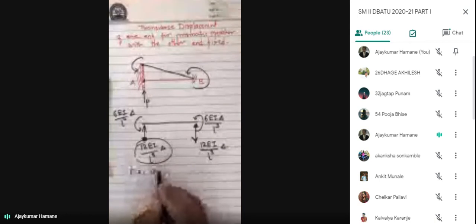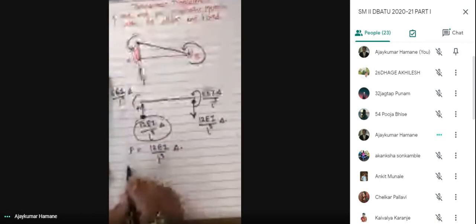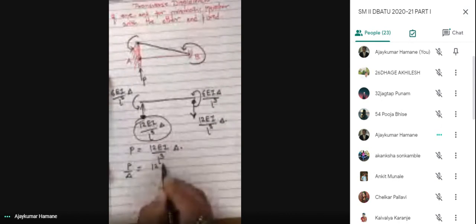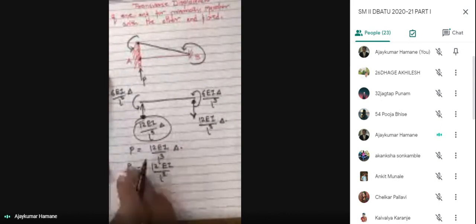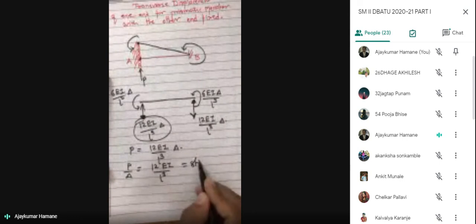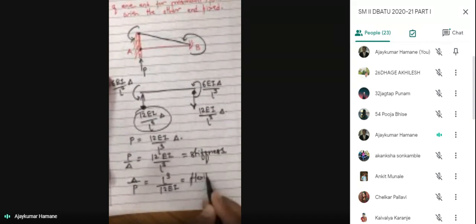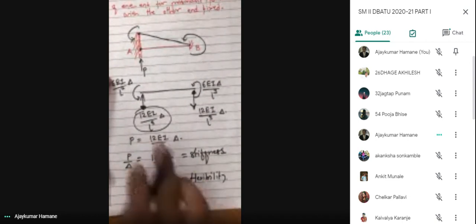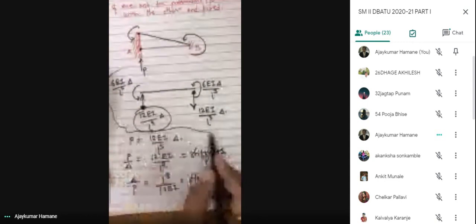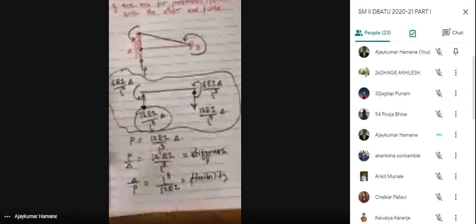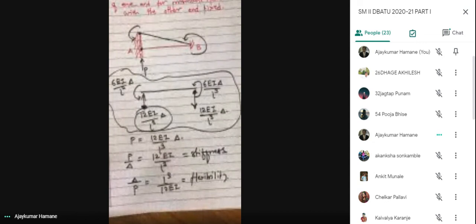So what is the force? This is the force reaction. That is, P gives us 12 EI upon L cube, where delta is the displacement. So P divided by delta equals 12 EI by L cube. Force required per unit displacement gives us stiffness. And displacement upon P gives us L cube upon 12 EI, which is the flexibility. Remember this diagram. Okay.